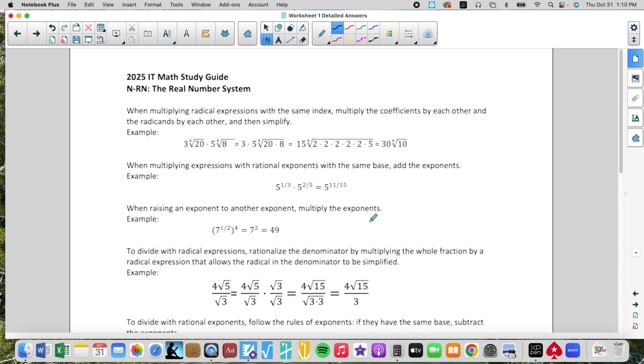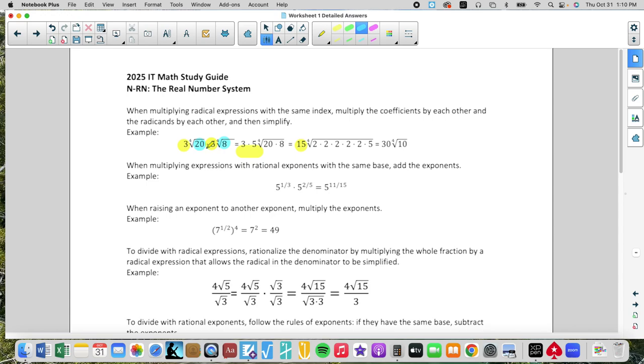Here's some other stuff. When multiplying, oh yeah, this is good. When multiplying, we multiply the coefficients. So you're going to multiply the outsides with the outsides. Notice that 3 times 5 is 15. And then we would multiply the insides with the insides. I absolutely would not do it in that manner. I would try to find like factors.